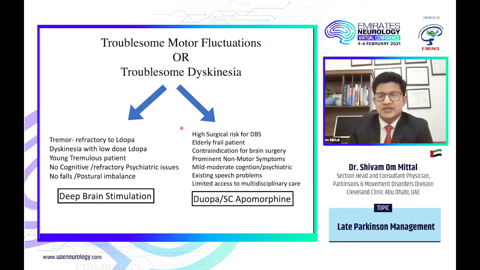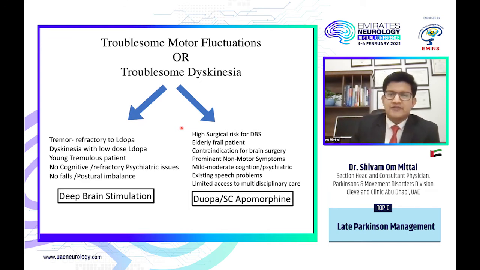Now, this is just a summary that you can make a note that every younger patient who has a lot of tremor, motor fluctuations, dyskinesias, think about DBS. The patient should not have significant cognitive or psychological issues, should not have any falls in the on phase, or should still have a good posture control. These are some symptoms and signs you should always look out for in patients going for DBS surgery.